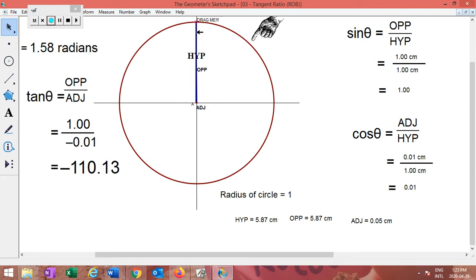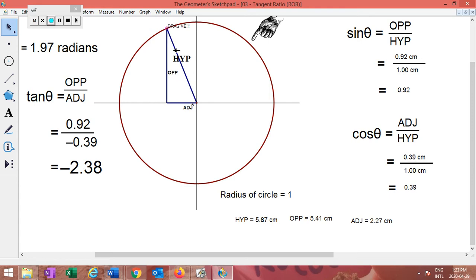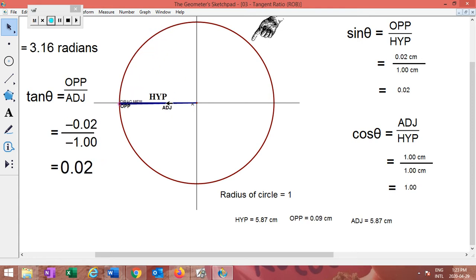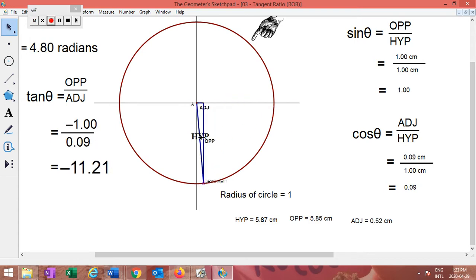At pi over 2 it would be undefined, and then it starts at big negative numbers, and comes up, all the way up to 0, and then keeps getting bigger and bigger until it gets to another one of those infinities, another vertical asymptote. Then it switches over to negative again and comes back. So really, it does the same thing twice.